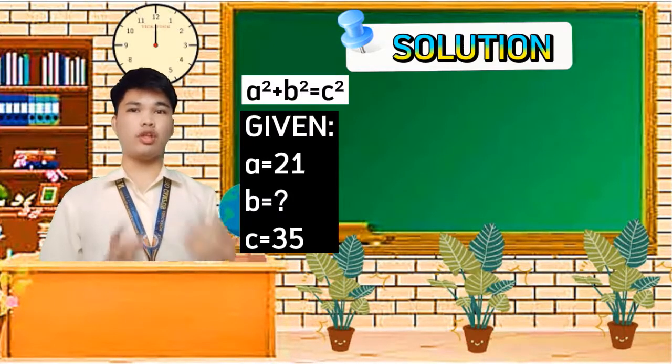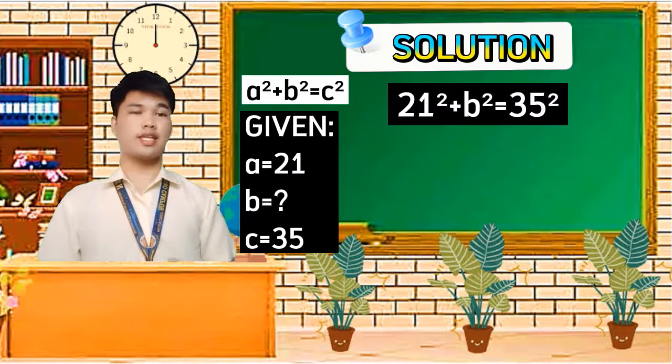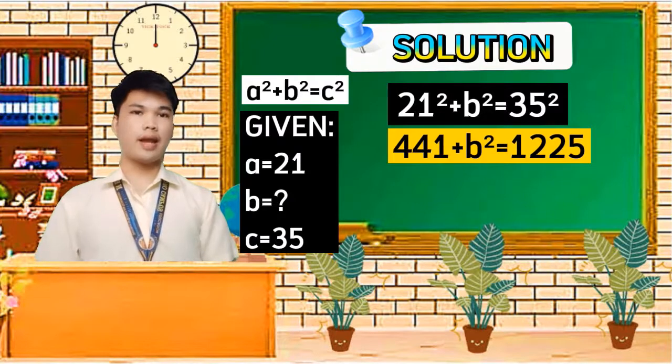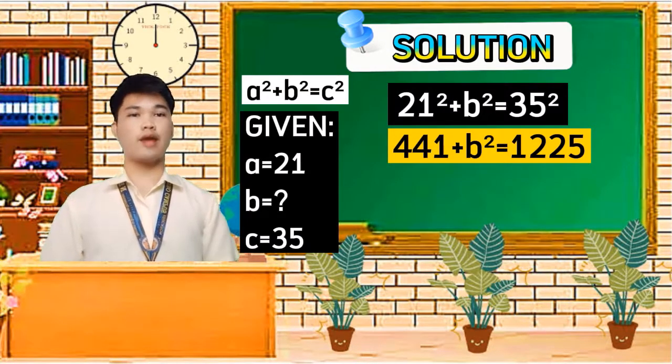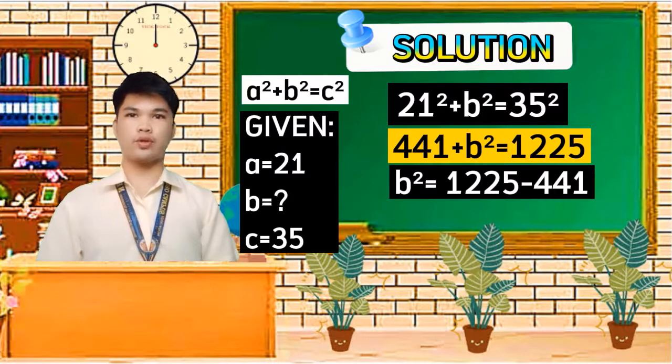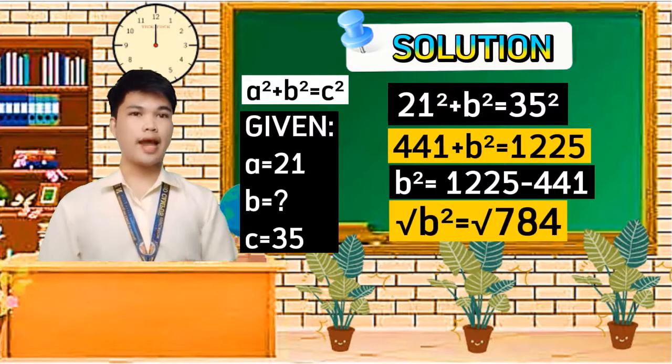Applying the givens to the formula, we have now a squared, which is 21 squared, plus b squared is equal to c squared, which is 35 squared. So 21 squared is 441, plus b squared is equal to 35 squared, which is 1225. Transposing 441 to the left, we have now b squared is equal to 1225 minus 441. So b squared is equal to 784.